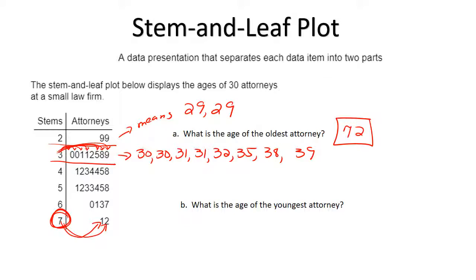What is the age of the youngest attorney? The youngest attorney would be up here with stem 2. Notice how we had two attorneys that had ages of 29, so the youngest age was 29.